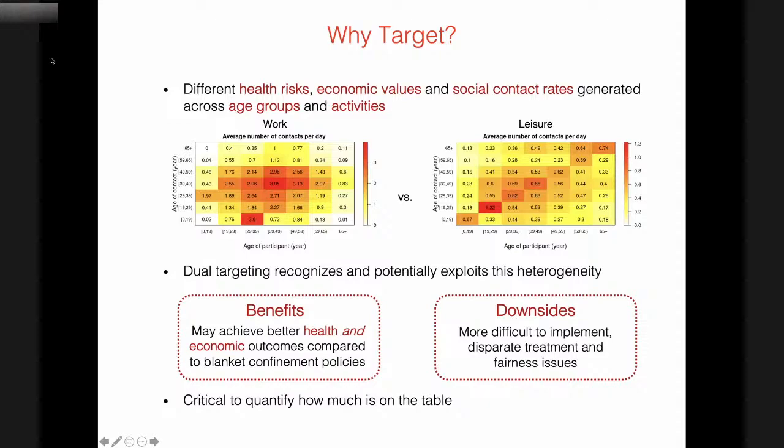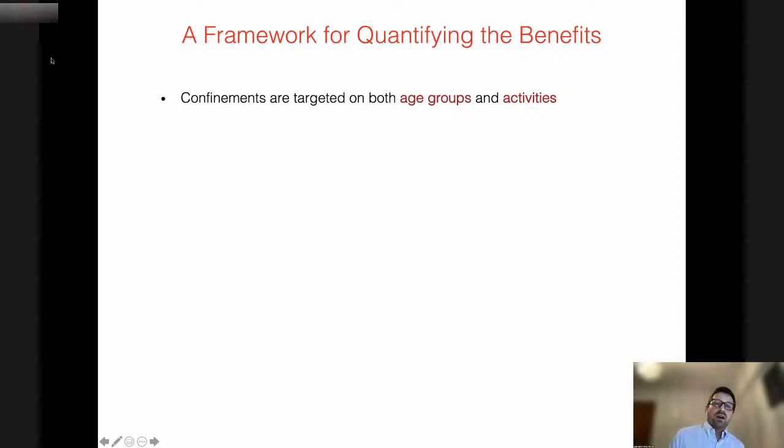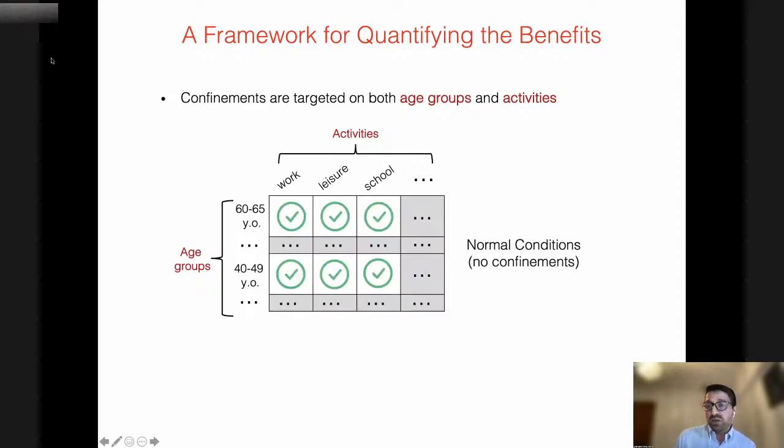In particular, from doing optimized targeting, because for the examples of targeting that I showed you before, a priori we don't really know whether they're the best ones or not. There's a need for an analytical framework, and we've tried to build this. We have an algorithm that will find the precise targeted confinement on both age groups and activities. Under normal circumstances, no one is under confinement, no one experiences lockdowns. But our algorithm produces a confinement schedule that is targeted to each age group and activity pair.